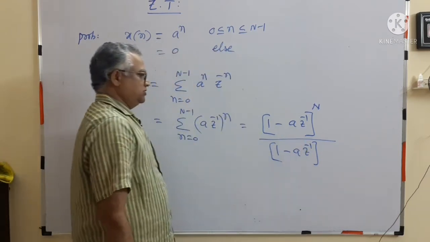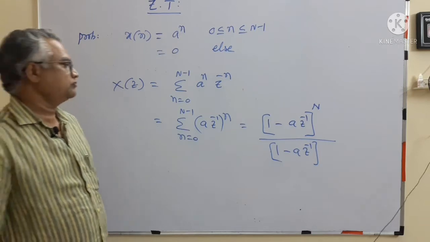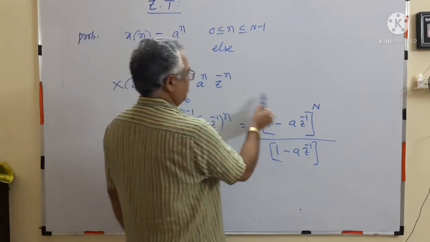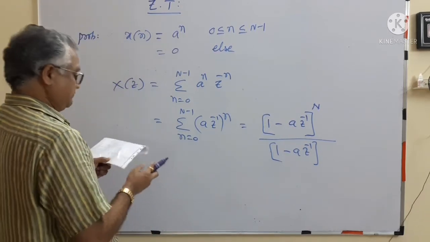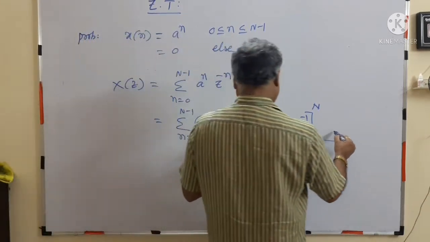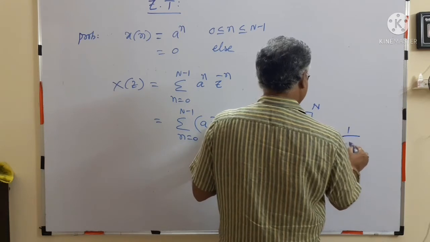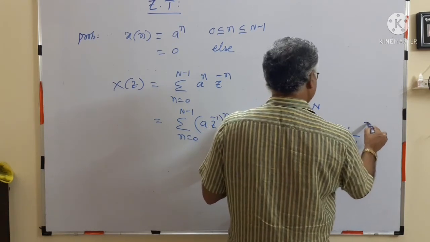So this is the answer. This ready-made answer, you remember that. There is a formula for that, accordingly you write. So when we simplify this further, 1 by z to the power of n minus 1.